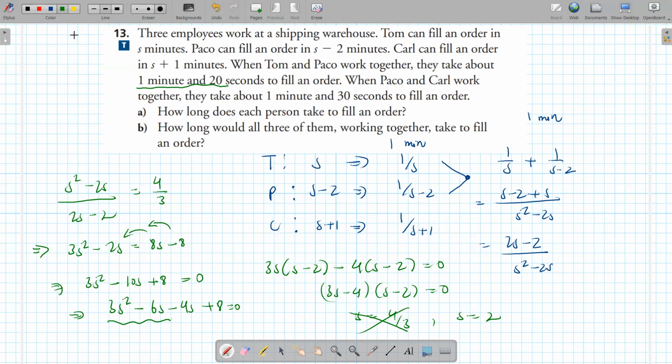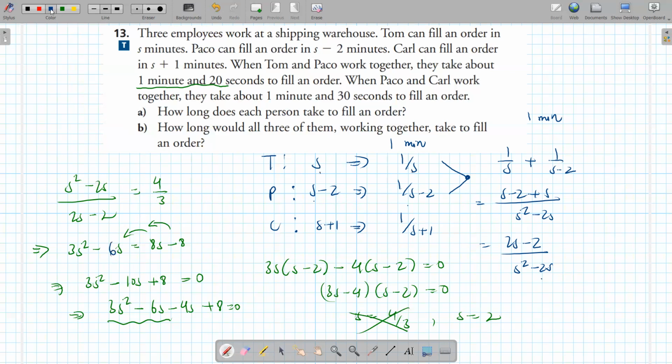Let's double check. S and s minus 2, s and s minus 2, 1 over s minus 2. That's 2 plus s, 2s minus 2. We're good here. 3s squared. Okay, I figured it out. There's a mistake right here. 3 times 2 should be 6.